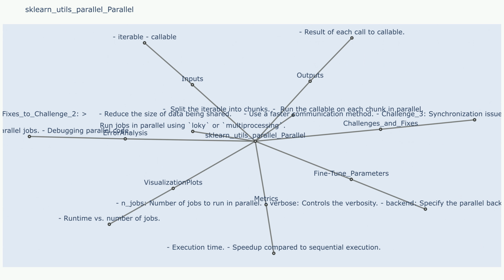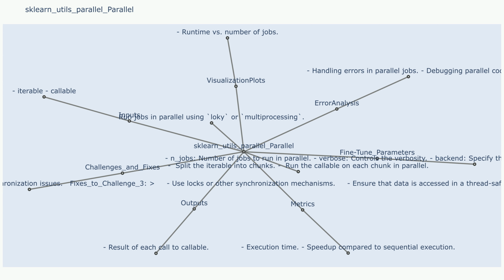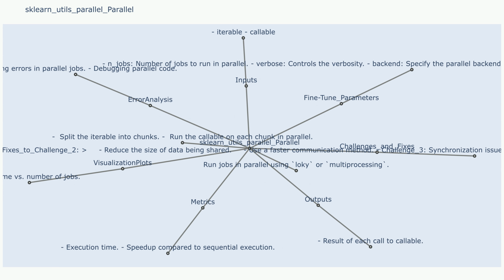Now, challenges and fixes. Challenge 1: excessive memory consumption when processing large datasets. Parallel execution can lead to high memory usage, potentially causing memory errors or system instability. Sample use case that resulted in challenge 1: parallel processing of images with complex feature extraction methods. Fixes to challenge 1: reduce the batch size of the data being processed. Use a more efficient data representation or compression technique. Utilize a backend that supports shared memory, like loky, to reduce memory overhead.